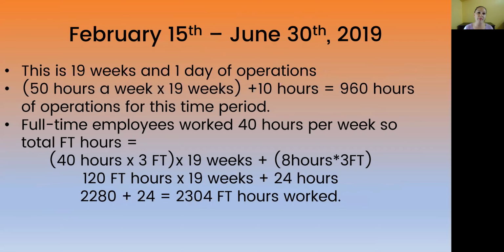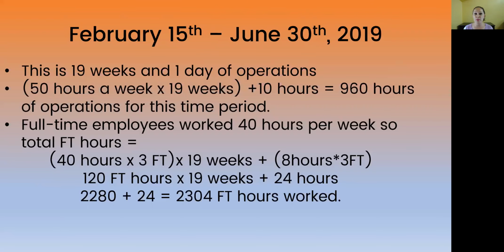Now, if we're looking at the February 15th to June 30th time frame, this is 19 weeks and 1 day of operations. That's important because that 1 day, we're going to have to add into the calculation. So we have 50 hours a week times 19 weeks plus the additional 10 hours, because remember we had 19 weeks and 1 day, equals 960 hours of operations for this time period.